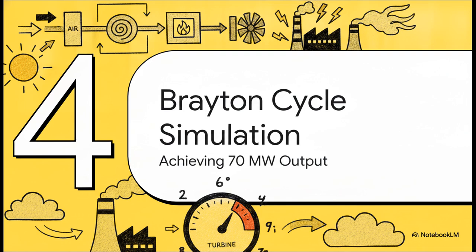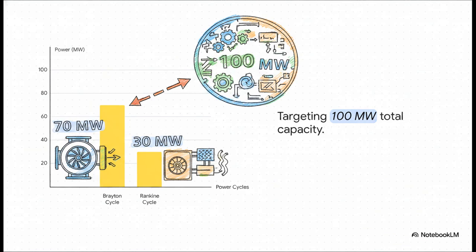Section 4. Simulating the Brayton cycle, achieving the first 70 megawatts. The strategy to hit our 100 megawatt goal is incredibly clever. The load is actually split into two parts. The Brayton gas cycle is designed to generate the bulk of the power, 70 megawatts. The remaining 30 megawatts will come from the Rankine steam cycle.